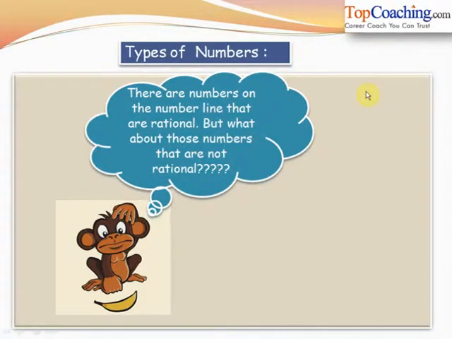Earlier we have studied about natural numbers, whole numbers and integers, and all these three belong to the set of rational numbers. And we know that rational numbers can be represented on the number line. So there are numbers on the number line that are rational. But what about those numbers that are not rational? There must be some numbers on the number line that are not rational. What exactly are they? That's something we are going to figure out in this lecture.